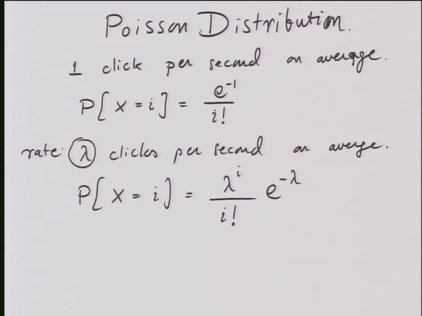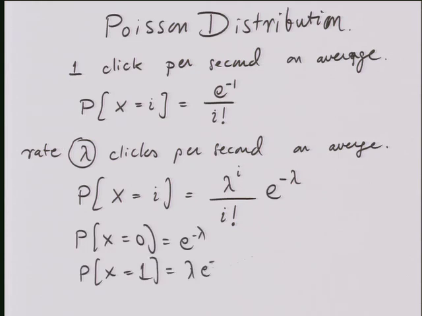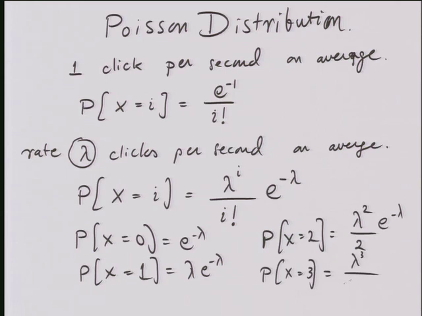So probability x equal to 0 is e to the minus lambda, probability x equal to 1 is lambda times e to the minus lambda. Probability x equal to 2 is what? It's lambda to the 2 over 2 factorial, e to the minus lambda. Okay. Probability x equal to 3 is lambda cubed over 3 factorial, 6, e to the minus lambda. Okay, you get the point, right?